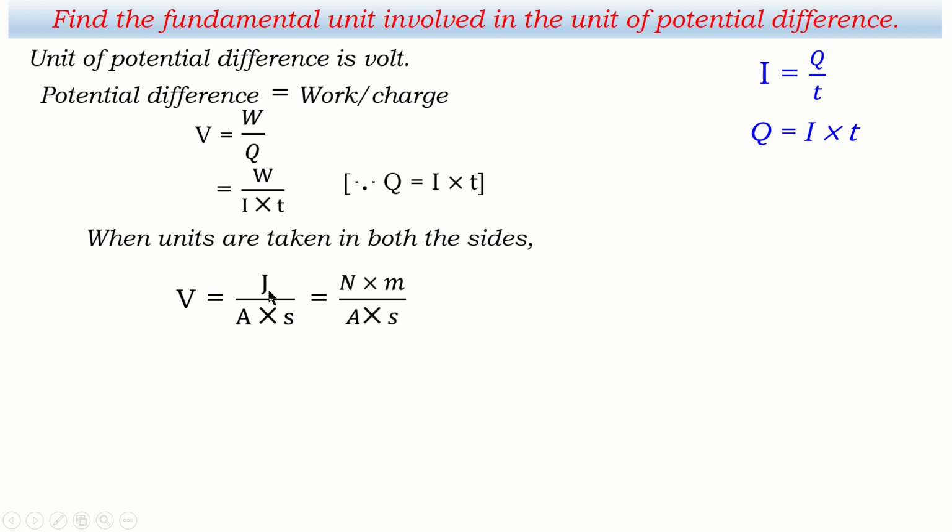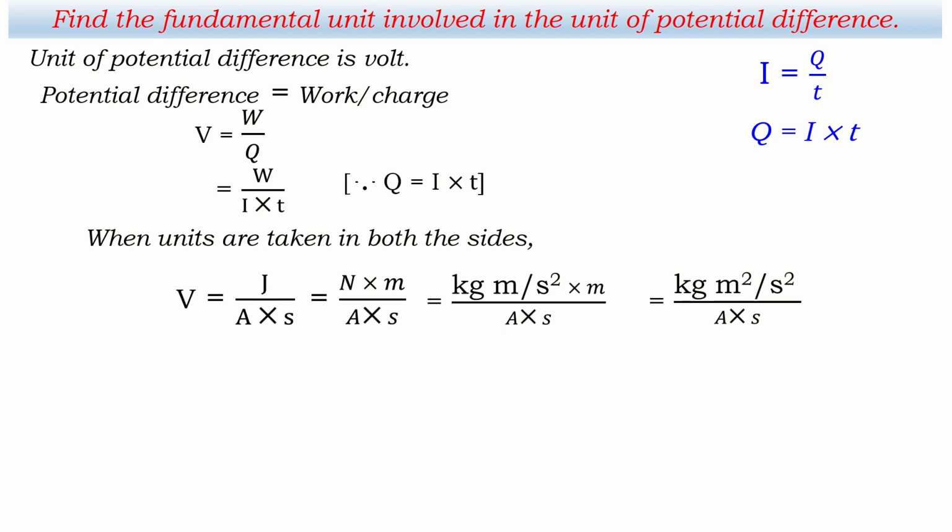Joule is Newton meter, and Newton is again expanded as kg meter per second square, and meter is already there, upon A into S. Now finally we have kg meter square second to the power minus 3 ampere to the power minus 1, because these two seconds are in the denominator. If it is taken to the numerator, it becomes minus 3. Meter square is in the numerator, and current is in the denominator, I mean to say ampere is in the denominator, that's why it is taken as minus 1.